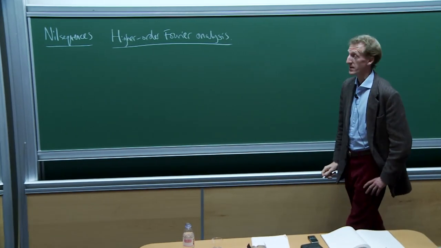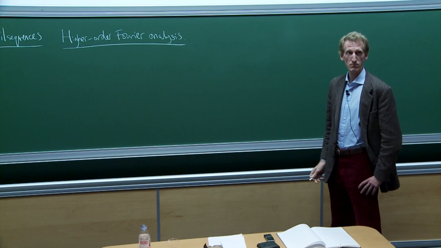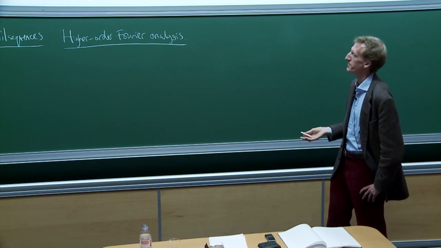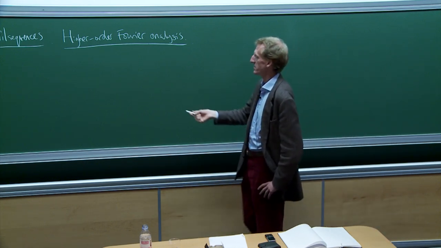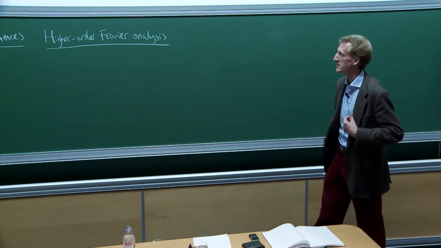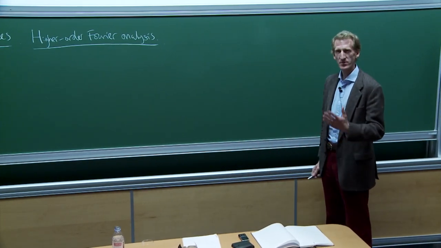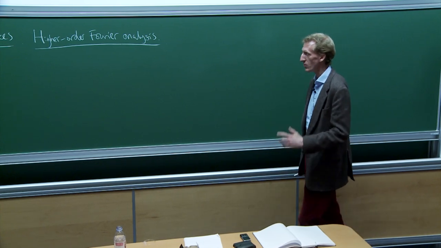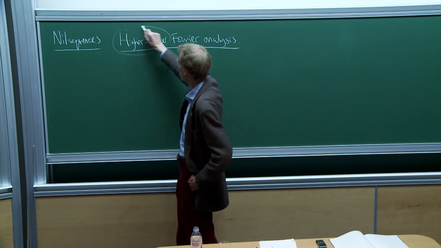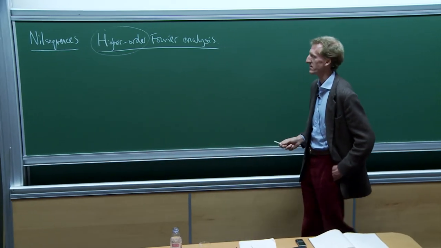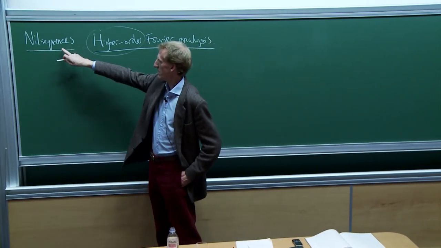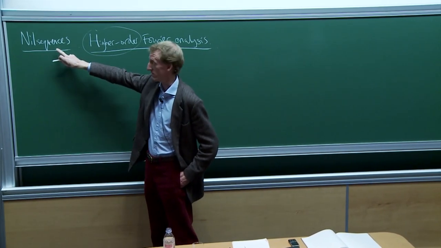So I'm going to be looking at various questions, usually in additive and combinatorial number theory, where the traditional techniques involve Fourier analysis, and I'll explain a little bit about that. But those techniques only go up to a certain point, and then they don't work. And much more recently, this idea of higher order Fourier analysis has been introduced. Nilsequences are the characters of higher order Fourier analysis.